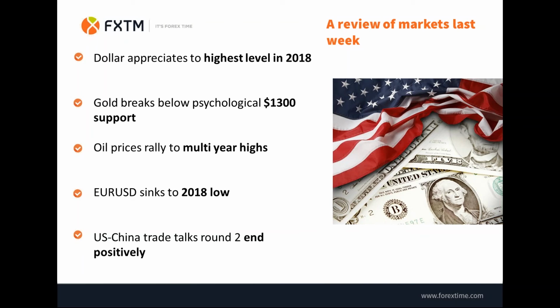So before we move on to the next slide, let me just quickly recap. The dollar appreciated to its highest level in 2018 thanks to a rise in US Treasury bond yields, positive US economic data, and expectations of higher US interest rates. Gold has breached below the psychological 1,300 support based on the appreciating dollar and rate hike expectations. Oil continues to trade at multi-year highs thanks to geopolitical risk factors. Euro dollar has turned fundamentally bearish, and US-China trade talks round two has ended positively so far.